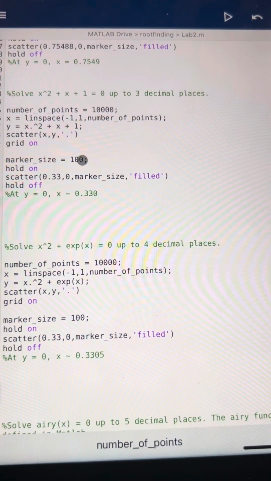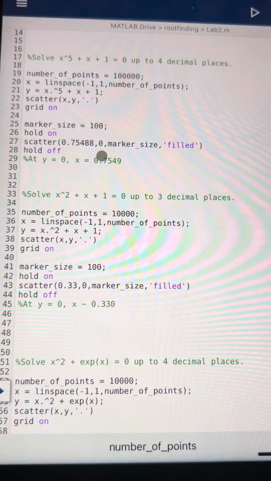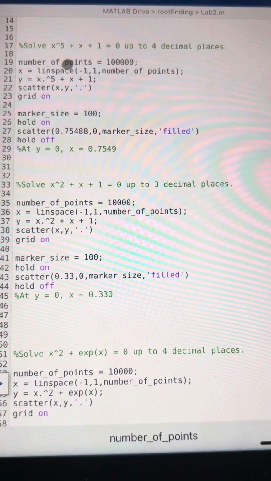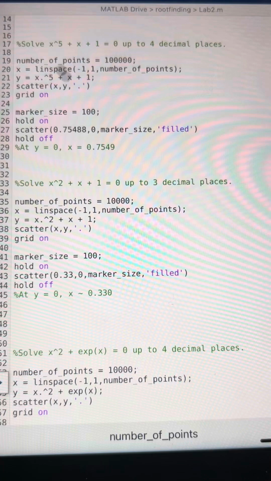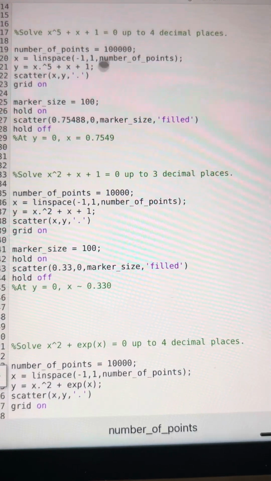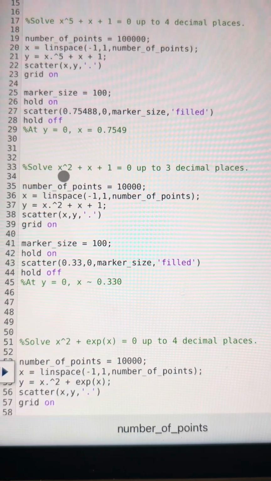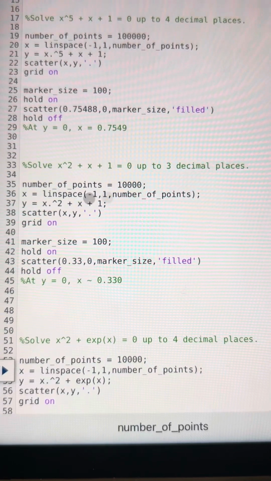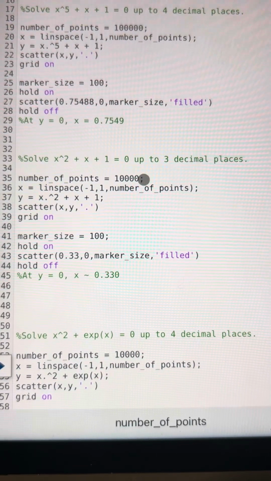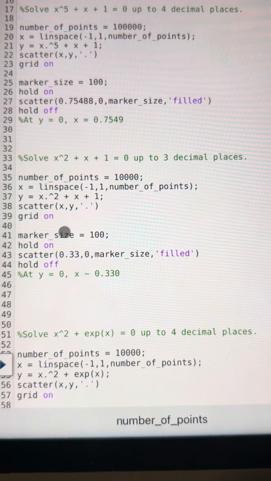Problem number 3 is also the same. Well, going back to problem number 2, it asks to solve x to the 5th plus x plus 1. So what also changed was that I set y equal to this initial side of the equation, because y will eventually equal 0. So for part 3, it is asking us to solve x squared plus x plus 1 is equal to 0 up to 3 decimal places. So again, with the number of points, I changed that to be 10,000. And then I set y equal to the left side of the equation.